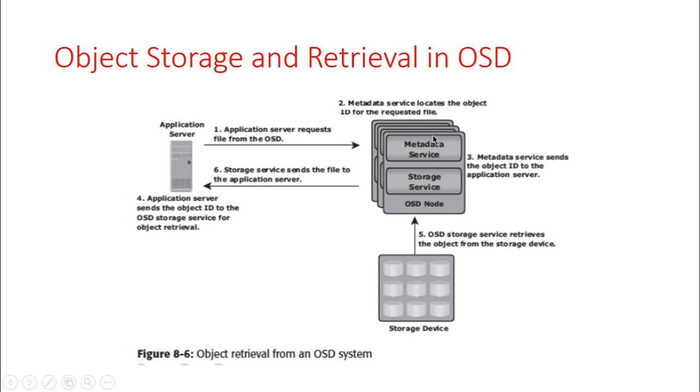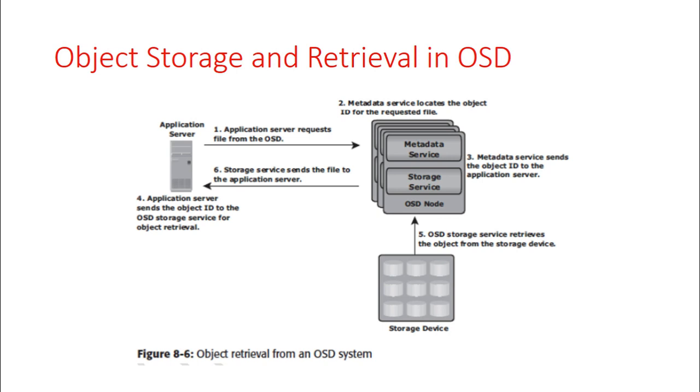The second step is the metadata service receives the object ID from the requested file. So from the file that was requested, the metadata service retrieves its object ID. Third step is the metadata service sends the object ID to the application server. Step 4, the application server sends the object ID to the OSD storage service for object retrieval. So that is the step 4. Step 5, the OSD storage service retrieves the object from the storage device. And lastly, the storage device sends the file to the application server.